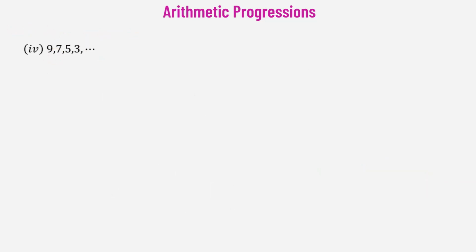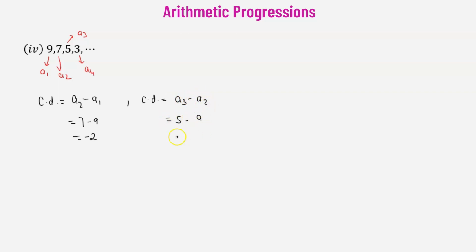So here we have the given sequence. 9 is our 1st term, 7 is our 2nd term, 5 is our 3rd term, and 3 is our 4th term. To find out the common difference, this will be equal to the 2nd term minus the 1st term, which will be 7 minus 9, that will be -2. Then we can also find the common difference by considering the 3rd term, and from it subtracting the 2nd term. So we have 5 minus 7, that's -2.